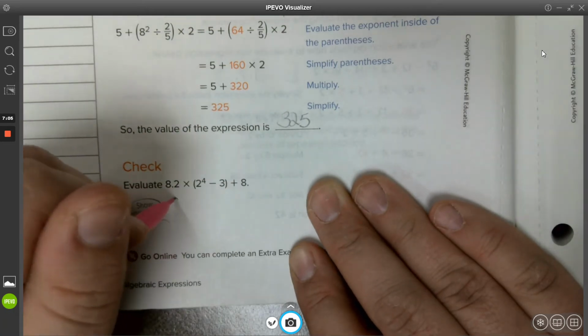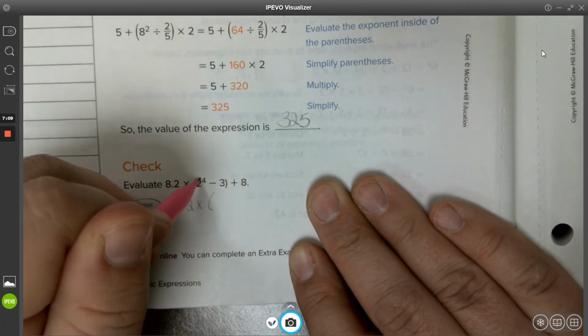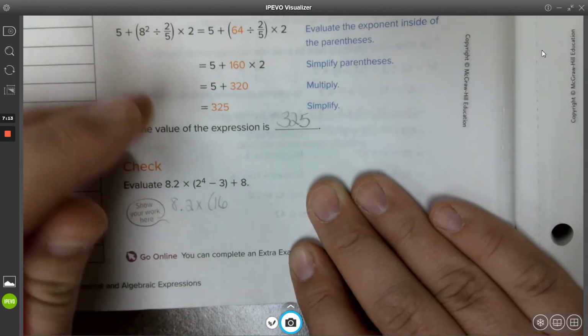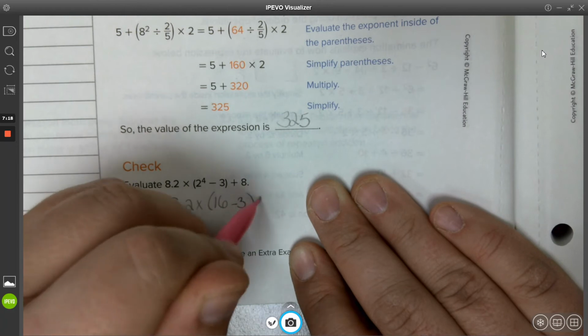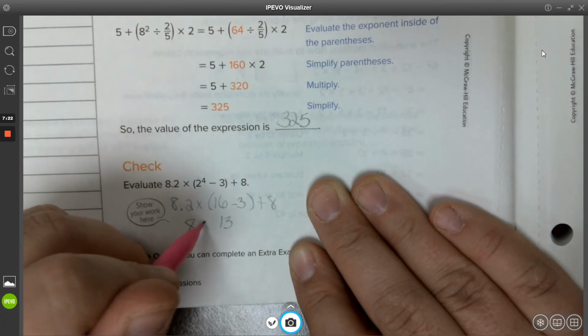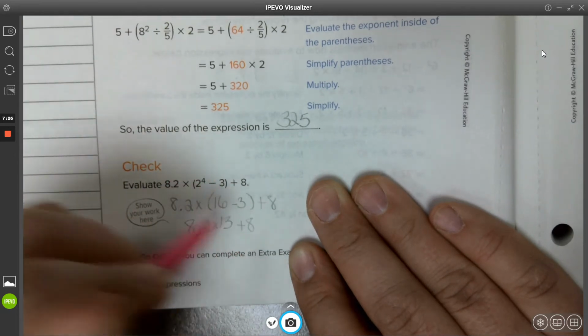So when you start this problem, start inside the parentheses. 2 to the 4th power is 16. That's 2 times 2 times 2 times 2, minus 3. So that minus 3 will come next, 13. We have 8.2 times 13 plus 8.